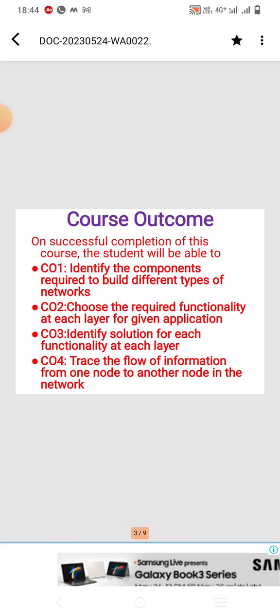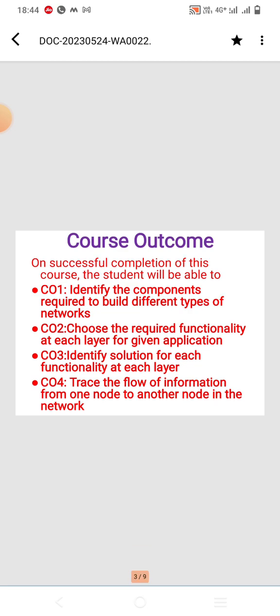Next, let us see what are the course objectives. On successful completion of this course, the students will be able to: first, identify the components required to build different types of network; second, choose the required functionality at each layer for the given application; third, identify the solution for each functionality at each layer; fourth, trace the flow of the information from one node to another node in the network; fifth, understand and differentiate the various unicast and multicast protocols for routing data; and sixth, plot the various utilities of the application layer and identify their functionality.